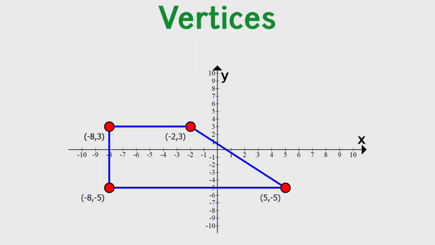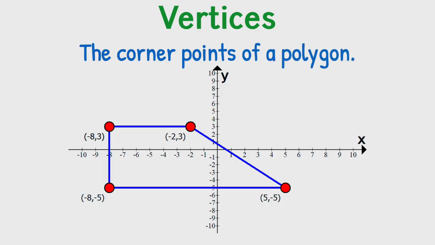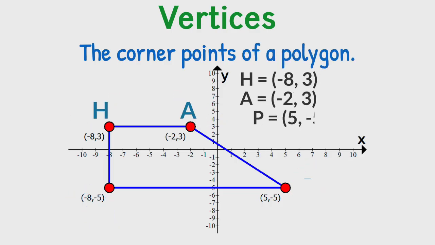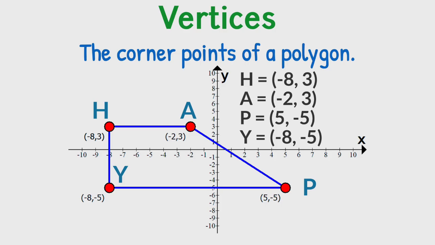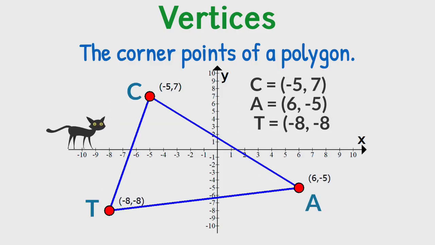Vertices. The corner points of a polygon. On the coordinate plane, vertices are identified using ordered pairs, which allows us to calculate side lengths, perimeter, and area of any polygon precisely. Think of vertices as the address of each corner of a shape, giving us the exact coordinates we need to make every calculation.